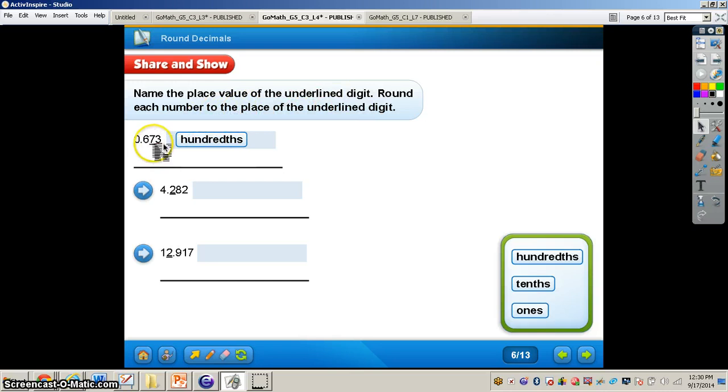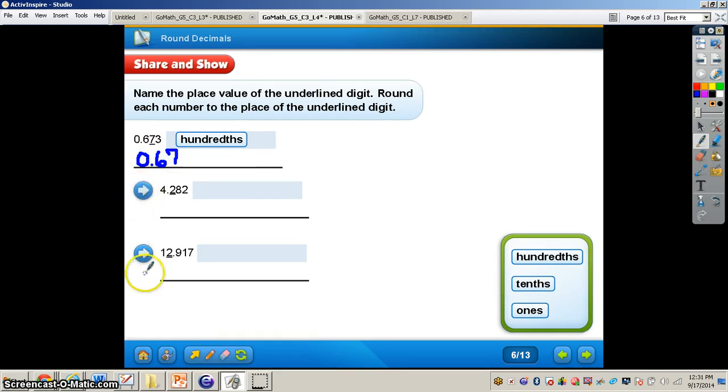So since that's the hundredths, what we do is we take a look to the right of that hundredths place. That is 4 or less. So since it's 4 or less, that 7 will stay the same. So 673 thousandths rounded to the nearest hundredths is going to be 67 hundredths.